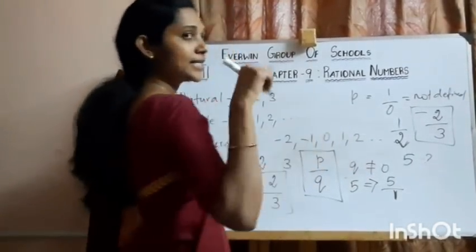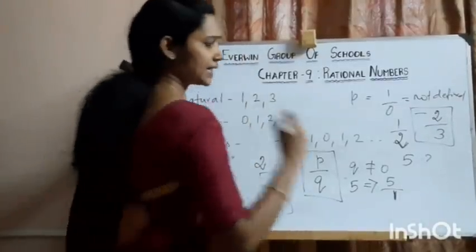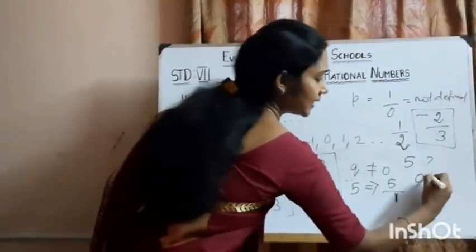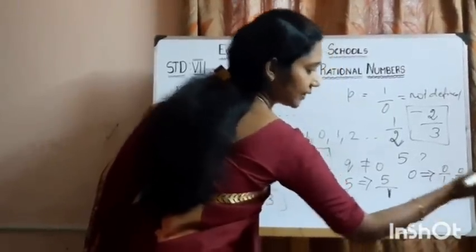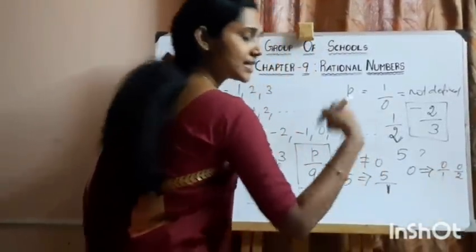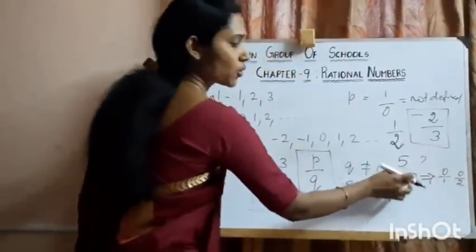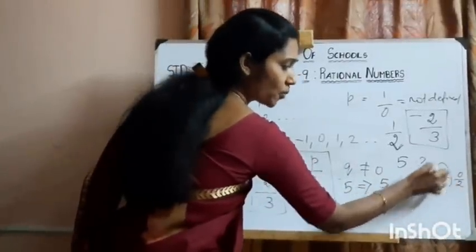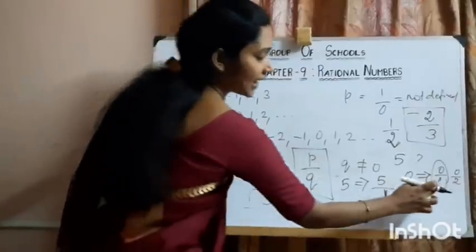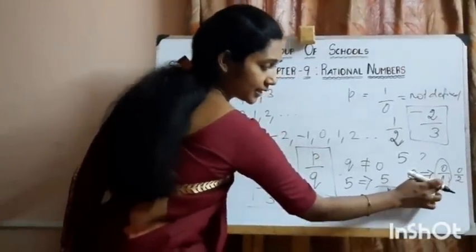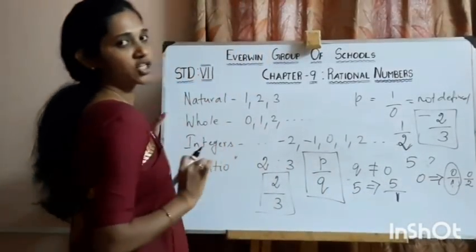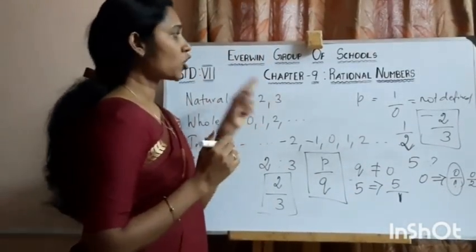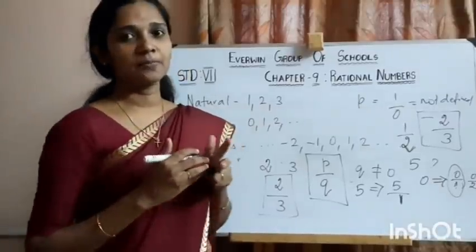Consider 0. Is 0 a rational number? Yes. Because 0 can be written as 0 by 1 or 0 by 2, anything. 0 by 1 is again 0, and 0 by 2 is 0. So again this is in the form of P by Q, and the denominator is not equal to 0. So 0 is also a rational number. Hope you understood the concept of rational numbers.